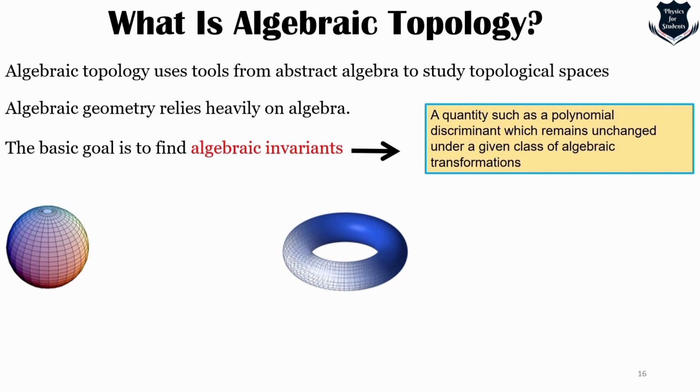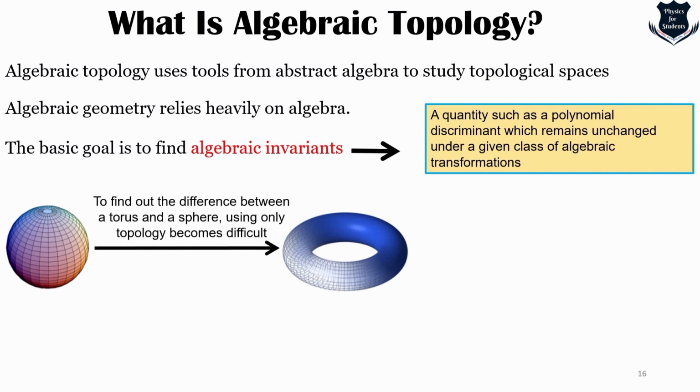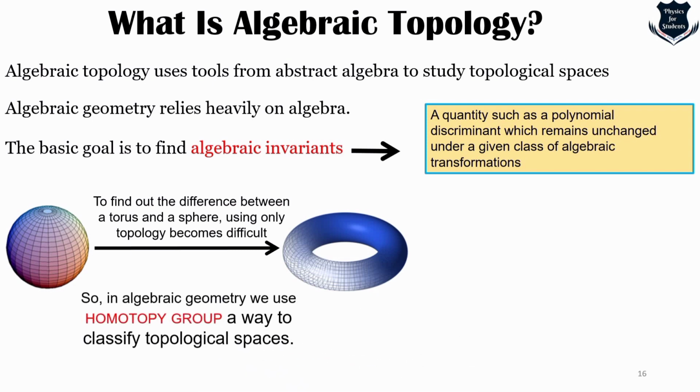However, since continuity is a basic notion of topology, it only deals with local structure. So sometimes it becomes very difficult to formally define the obvious global difference, that one has a hole and the other is a sphere. That is why finding the difference between a torus and a sphere and other objects becomes very difficult. So in algebraic topology we use something called homotopy.